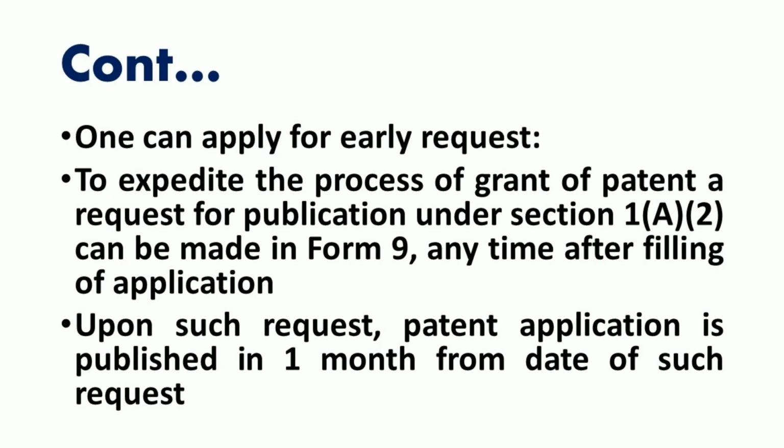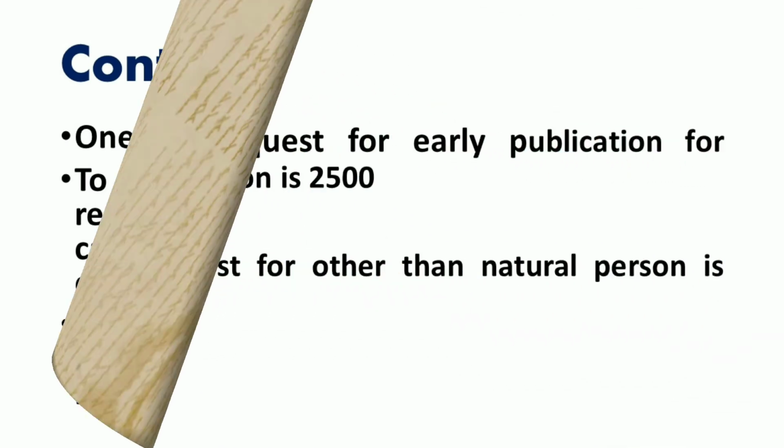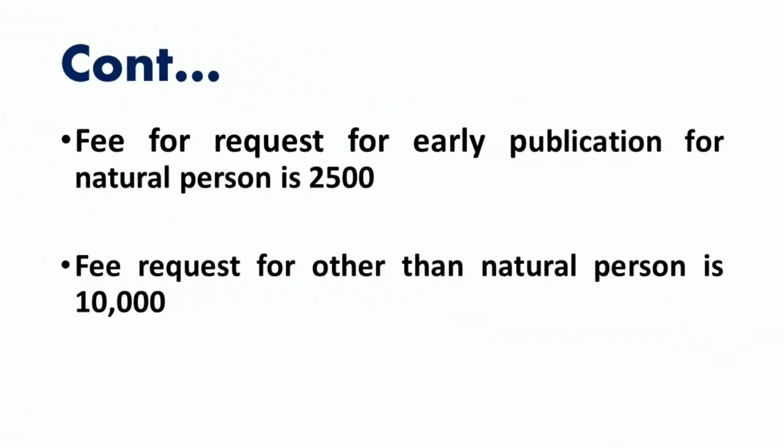If you want to publish your patent earlier, then you can always request for the same. And for this, you need to fill the Form 9. Upon such request, the patent application will be published within 1 month from the date of such request. Here you can see the fee structure for any natural person or other than the natural person.